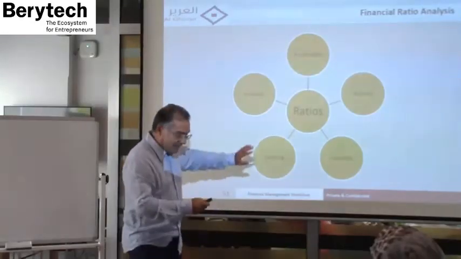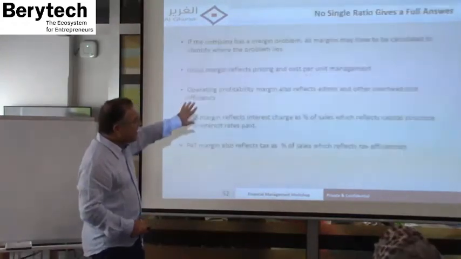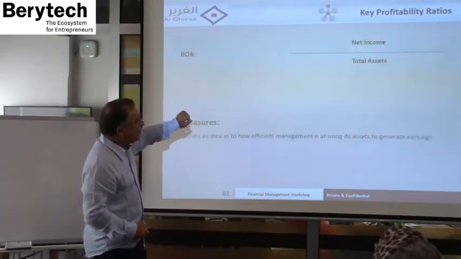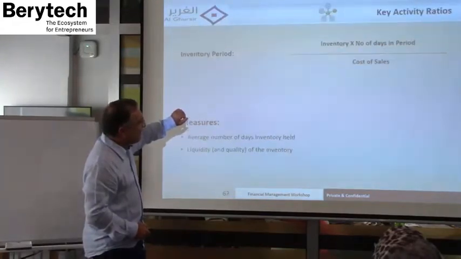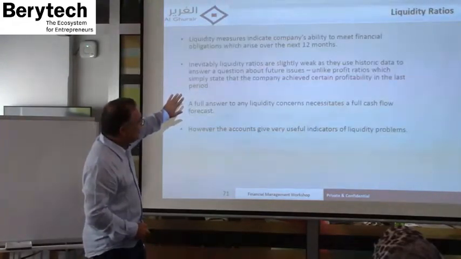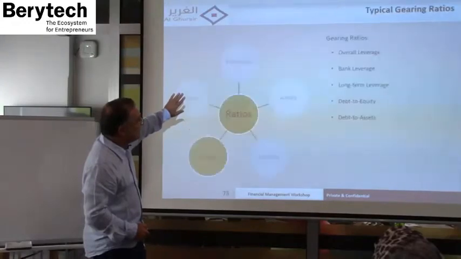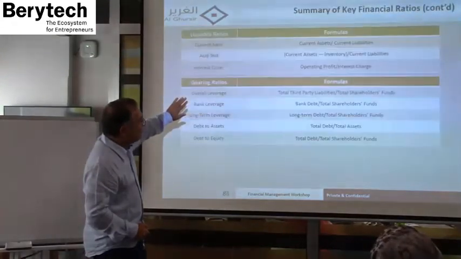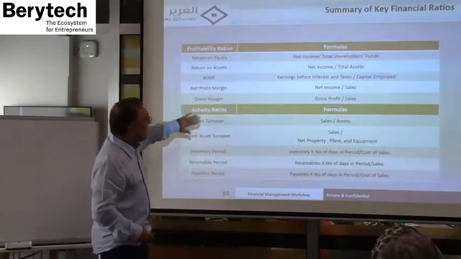So this is important. We have covered all of these. This is a refresher of all the different ratios that we have. So activities, we have the receivables, then we have liquidity, current assets, we have the leverage. So these are the different ratios again.